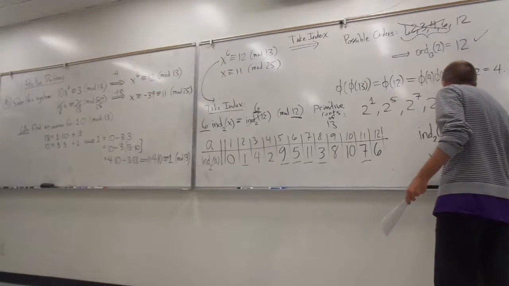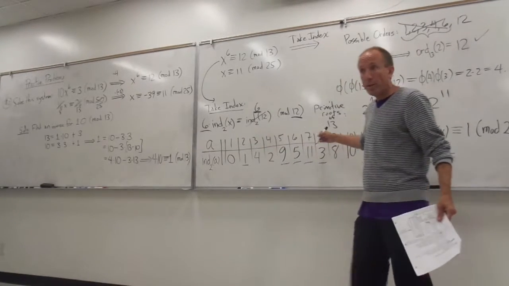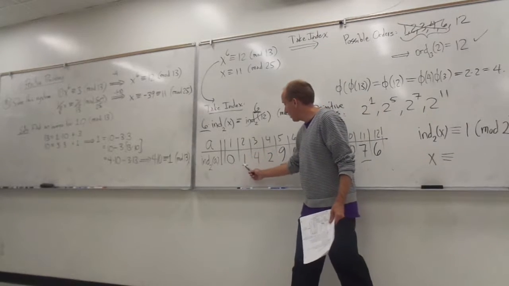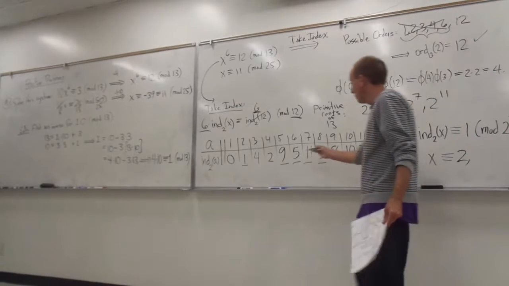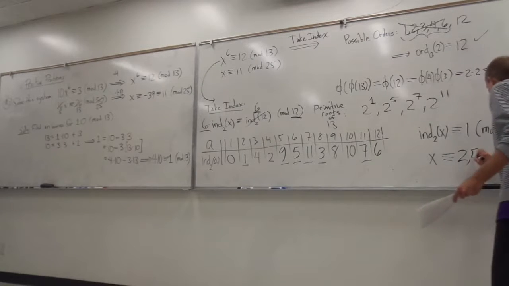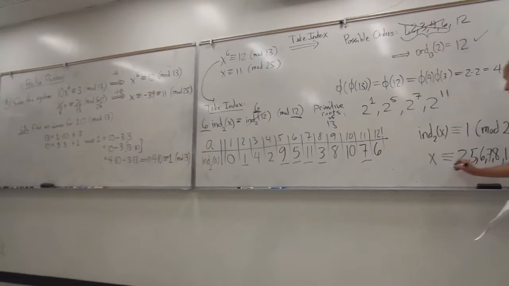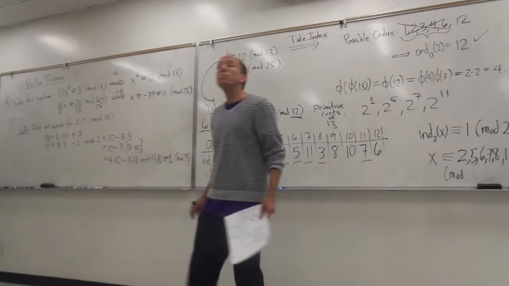To get the x values, I go back up to the top row of the table. Okay? So are you with me? So I'm taking these numbers on the bottom, I'm looking right above them. So x is congruent to either 2 or 5 or 6 or 7 or 8 or 11. And that is modulo what, by the way? On the top row, that one is mod 13.